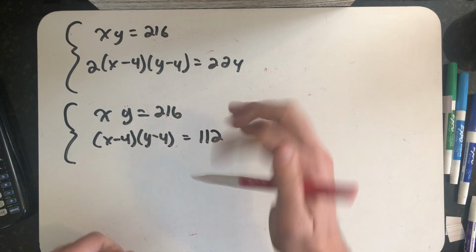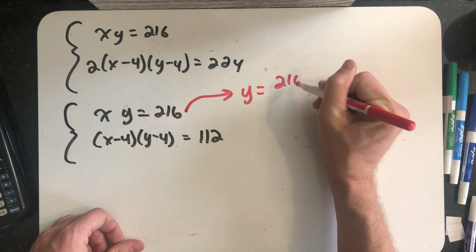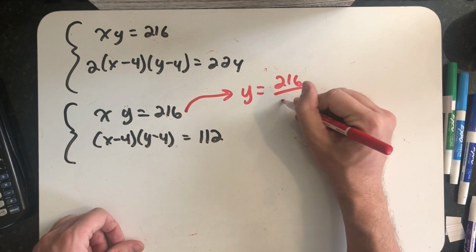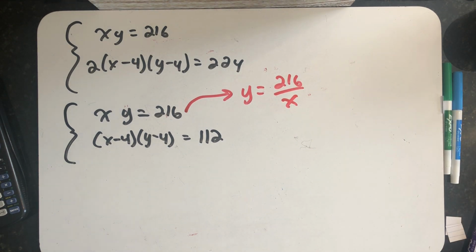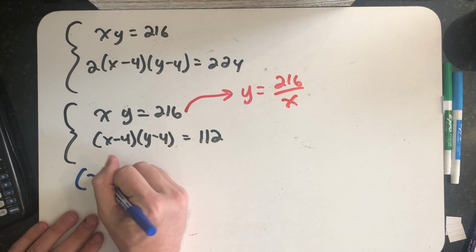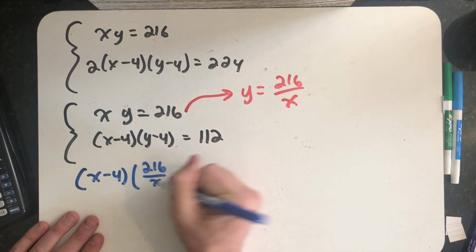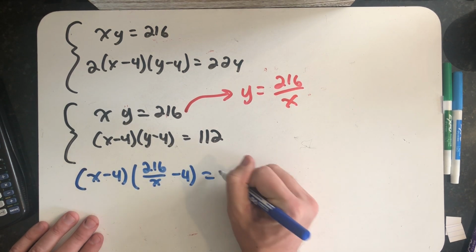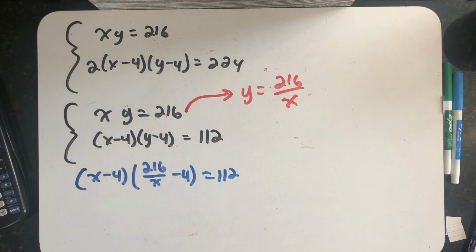In this first equation, I'll solve for y. y is equal to 216 over x. And I'm going to plug that into the second equation. x minus 4 times 216 over x minus 4 is equal to 112. Now I have one equation with one variable x. Let's find x and then see if we can use that to find y.